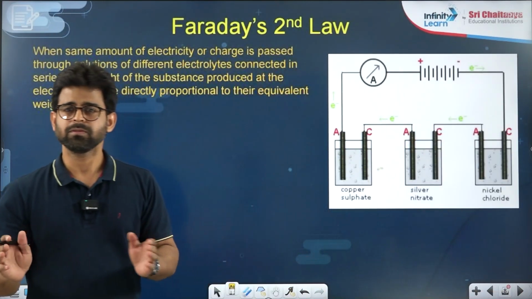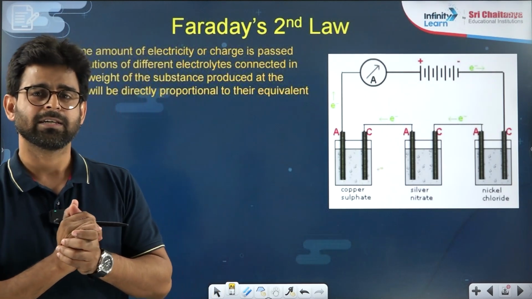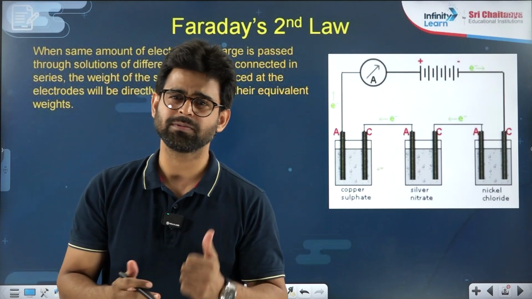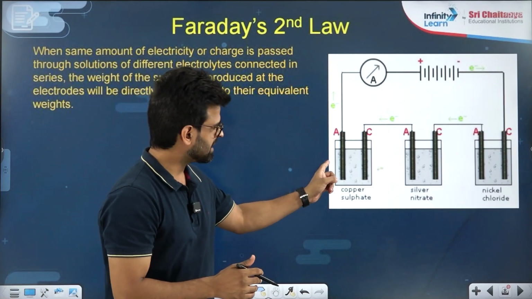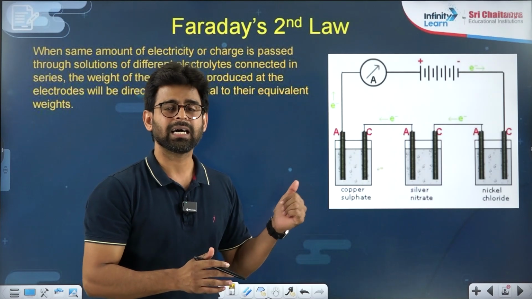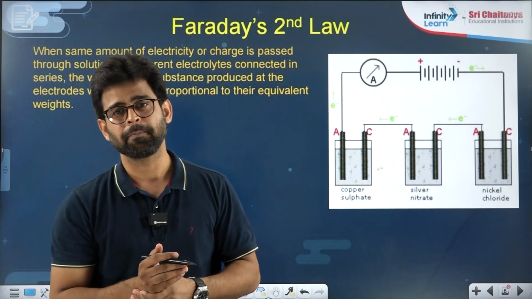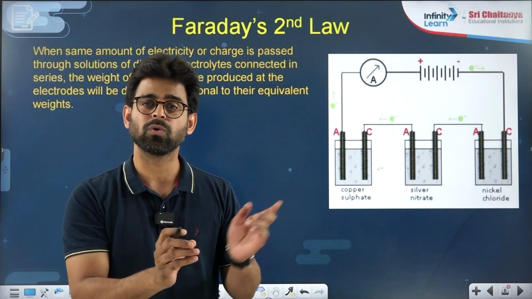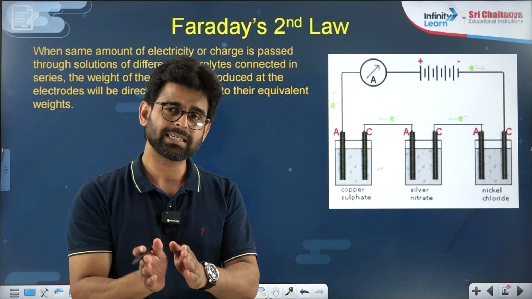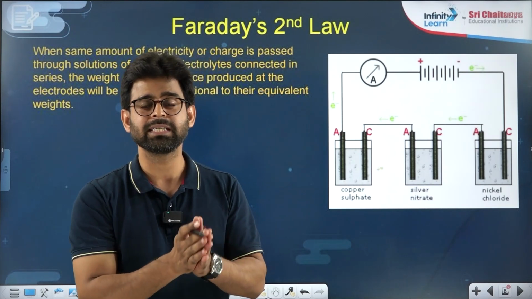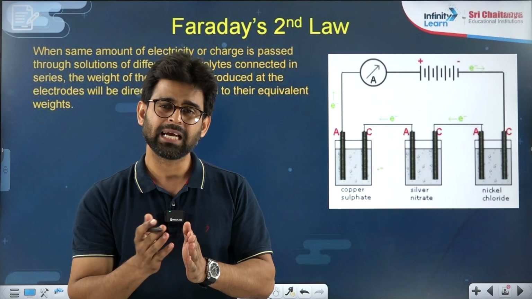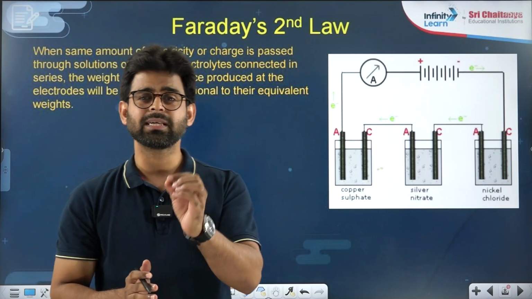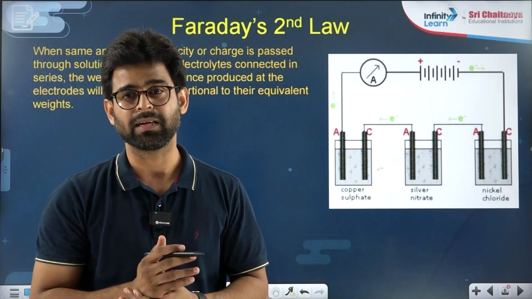Now we are coming to second law of Faraday. Okay, so second type of questions will come from second law. What is it? If we understand this diagram, these cells are connected in series with each other, and if you are passing current, the same current will be passed through all these cells. Okay, same current is going to pass from all these cells if these are connected in series, right? And as we know, 1 Faraday charge always deposits 1 gram equivalent of substance. We know it very well, right?